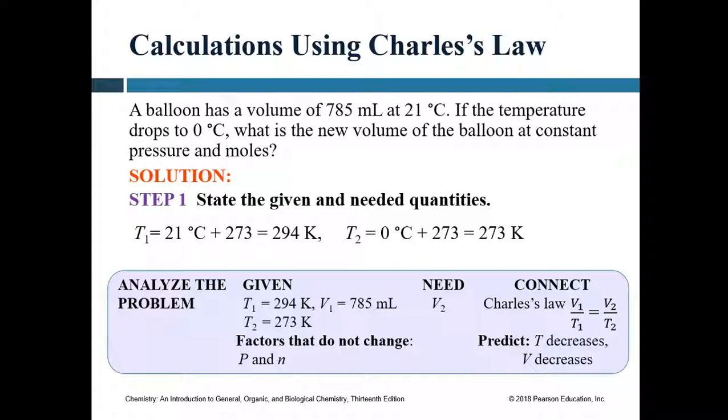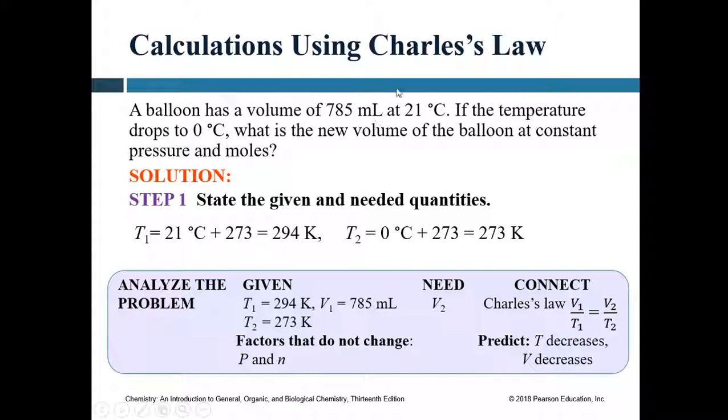Now a balloon has a volume of 785 milliliters at 21 degrees Celsius. If the temperature drops to 0, what's the new volume of the balloon at constant pressure and moles? Well, first of all, we need to think about this. We are cooling it down, so it's a direct relationship with volume and with temperature. So if the temperature goes down, so does the volume. So our answer is going to be less than 785.